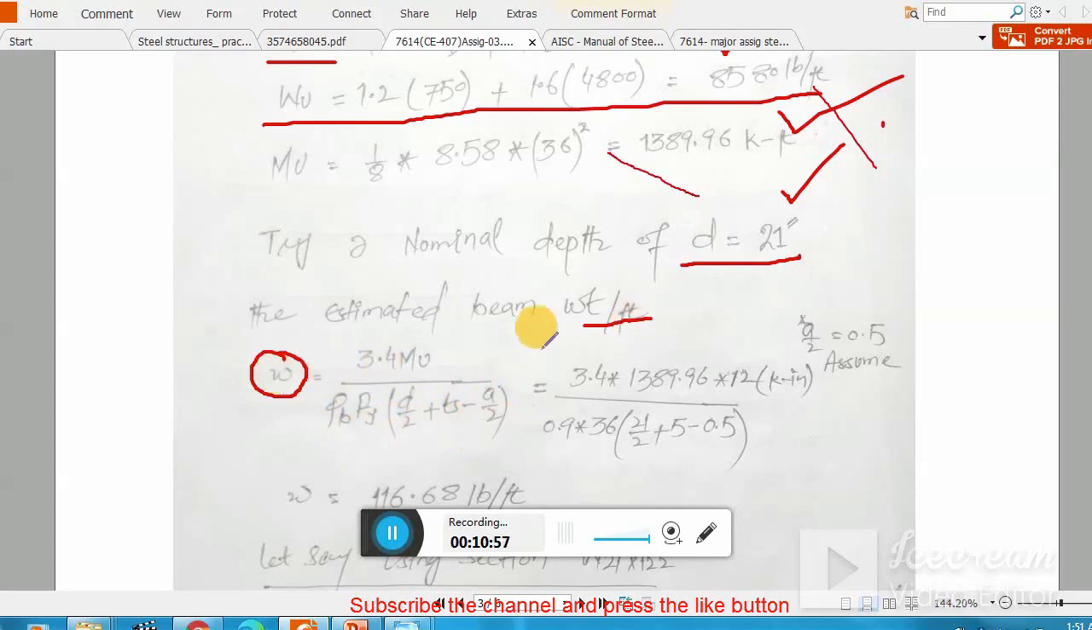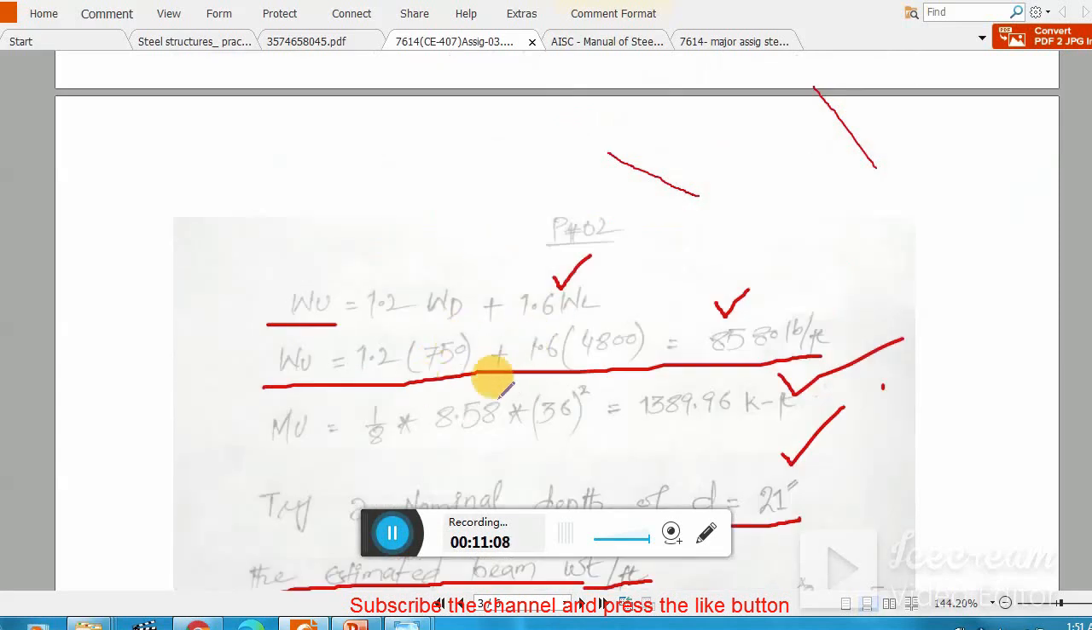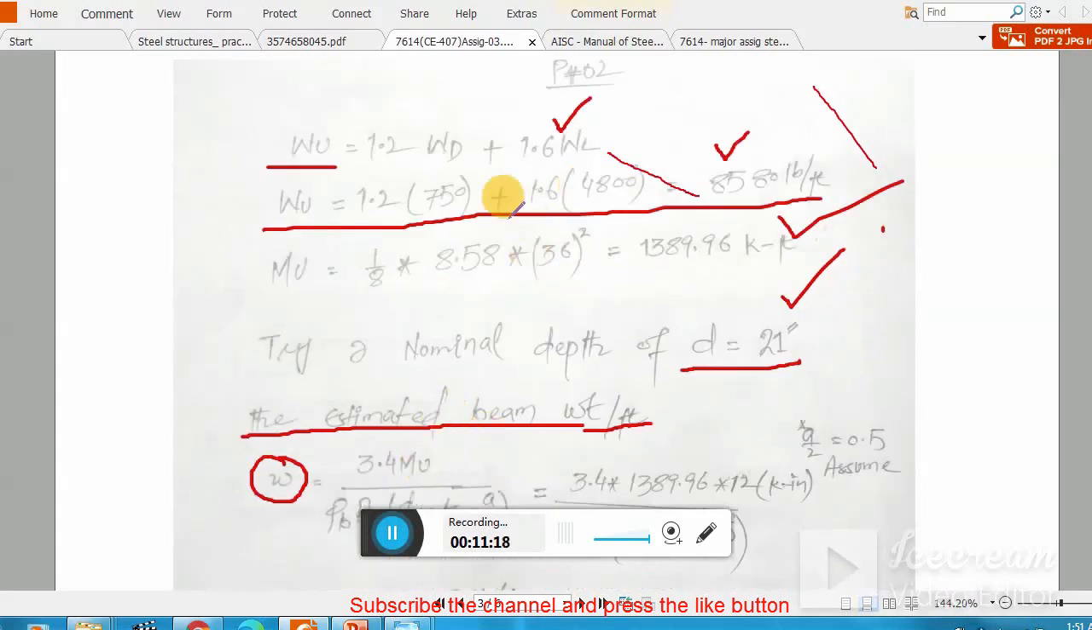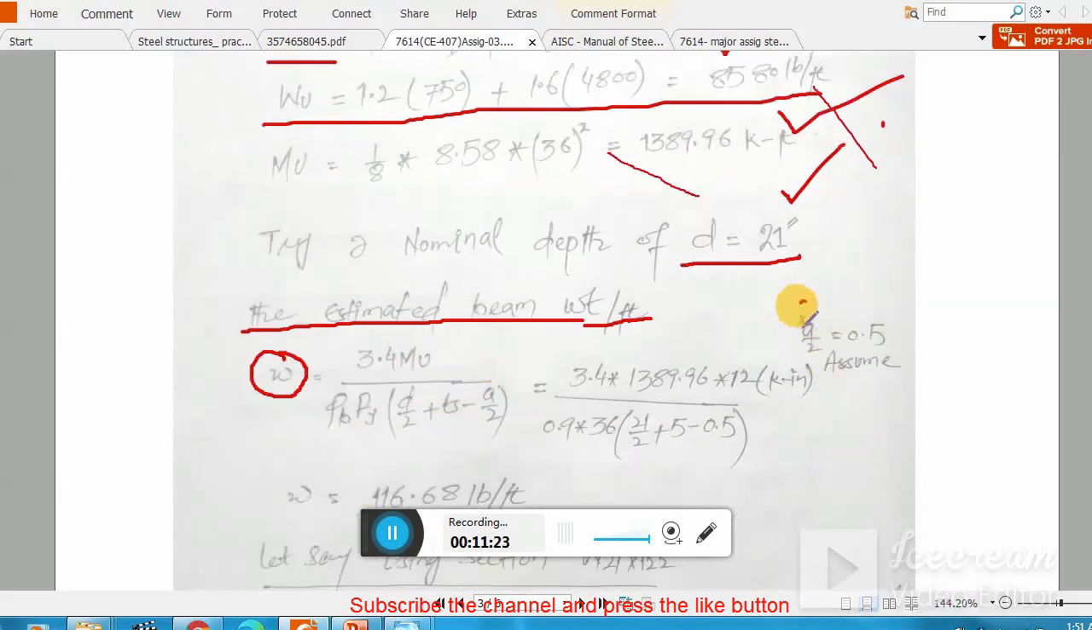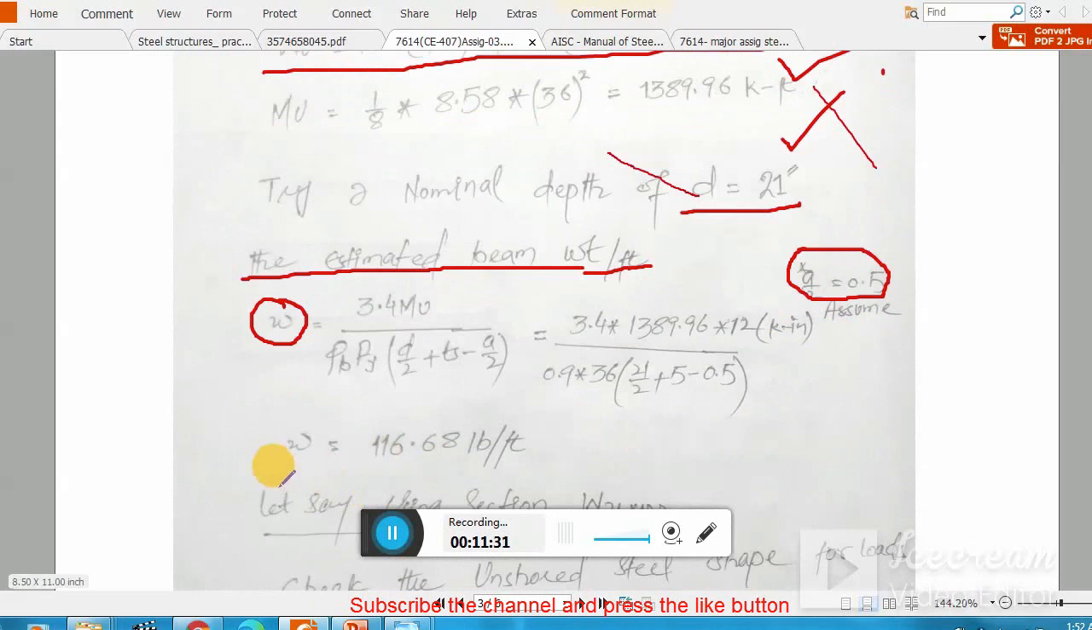Remember, this is the formula to determine the weight of the beam which you are going to use, because you have to account for the weight of the beam. Still we don't consider the weight of the beam in this loading. So we have to add up the weight of the beam because we are in the design process. So that's why to find out the weight of the beam, you have to use this formula. Remember, a should be assumed, and in later stages we will check it. Okay, so the weight of the beam is 116.68 pounds per foot.